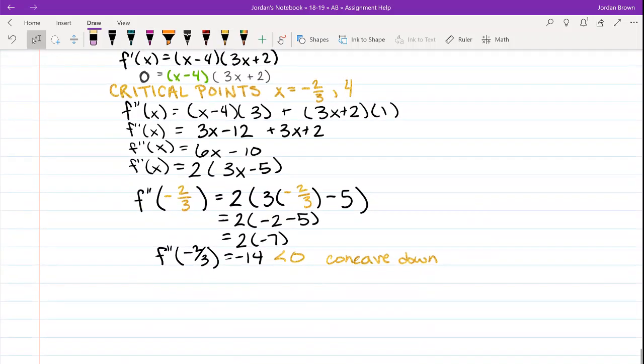So since this is concave down, we're going to have a relative max.